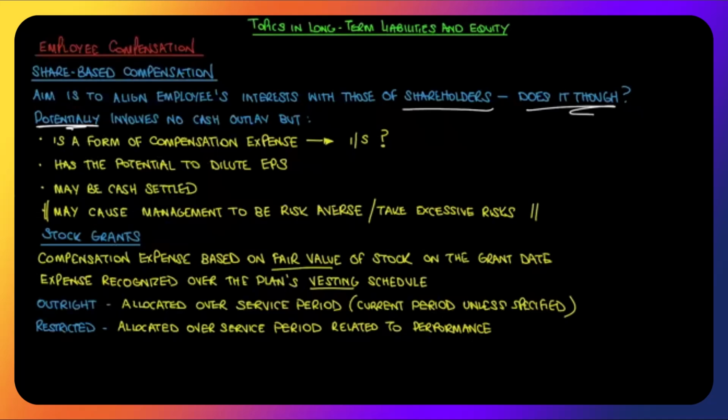Could be restricted. It's allocated over a service period again, but related to performance. So it may be your performance, more likely it is the company's performance. Some sort of measure of earnings, returns, who knows. But in both cases, you spread it over the period, either just the service period required to vest or the period over which you have to perform to get those restricted stock units.